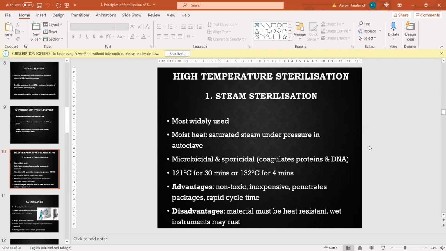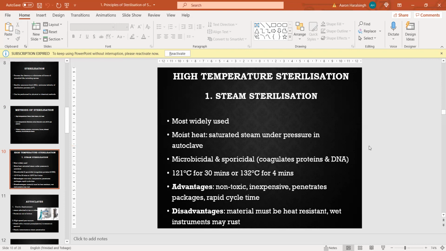And then there's flash steam sterilization, which keeps it at 132 for 4 minutes. Some of the advantages of this type of sterilization are that, one, it is non-toxic, it is inexpensive, it penetrates the packages in which the instruments are wrapped, and there's a rapid cycle time.